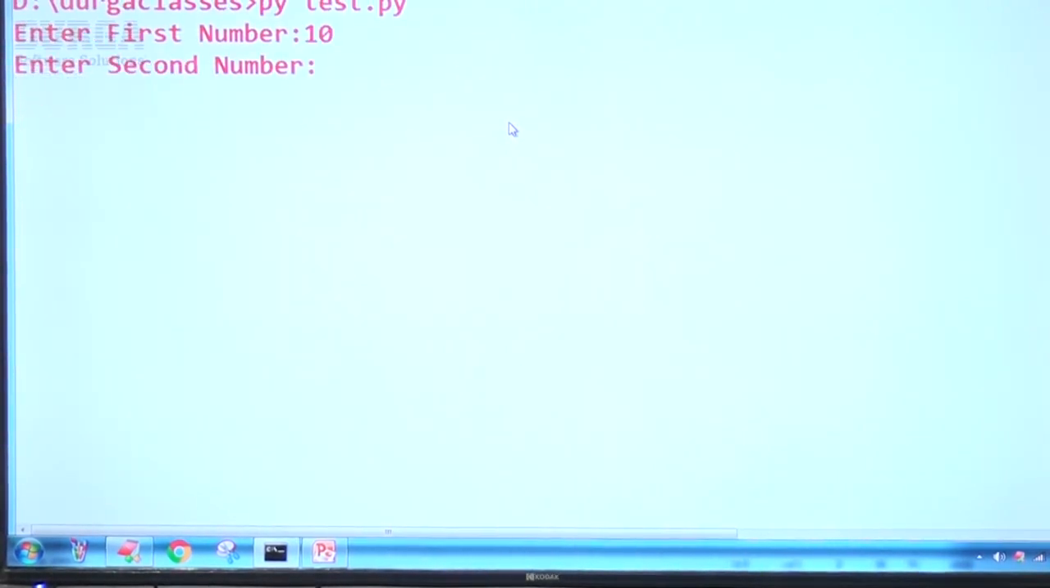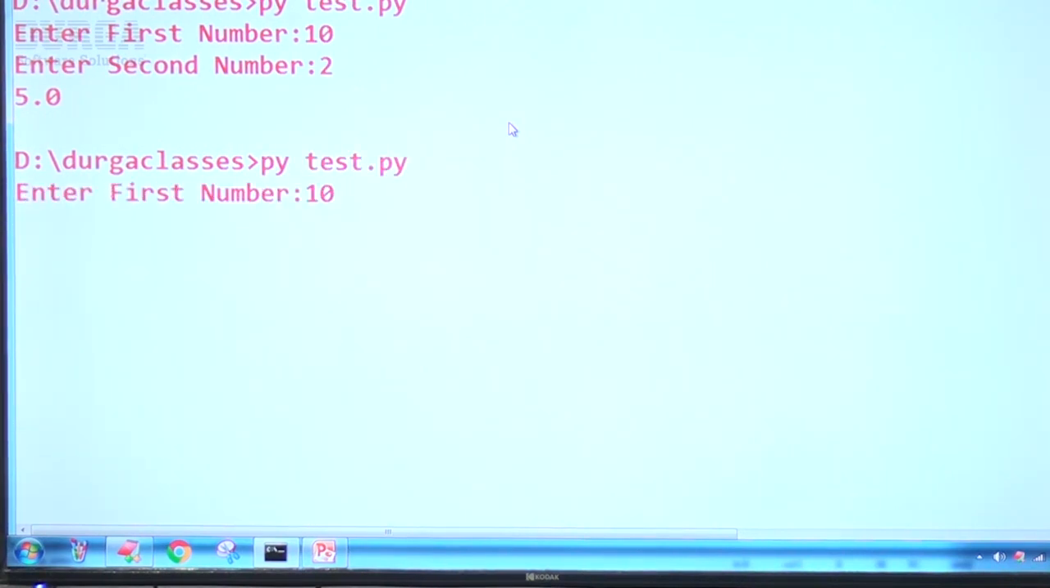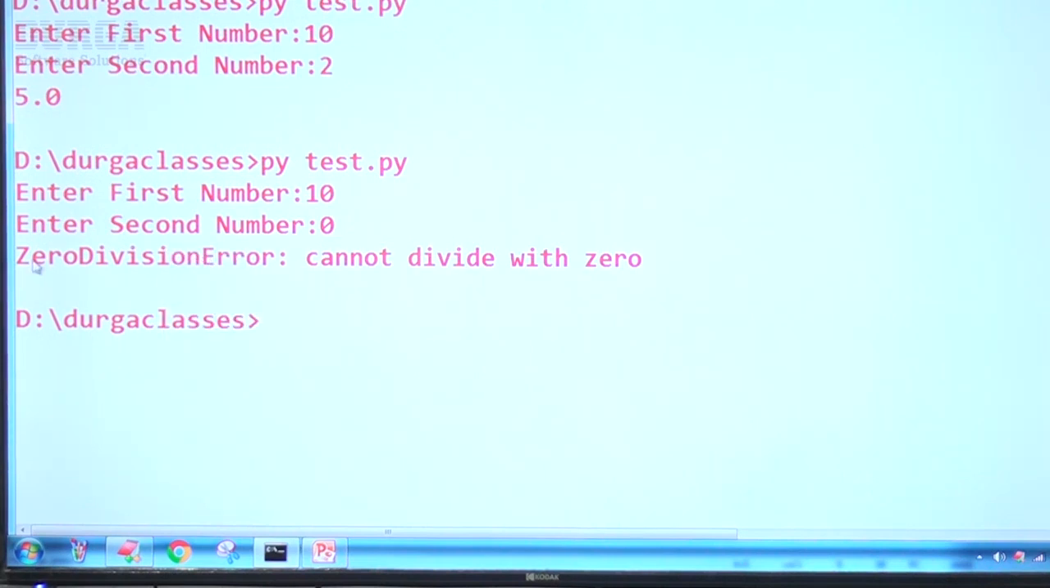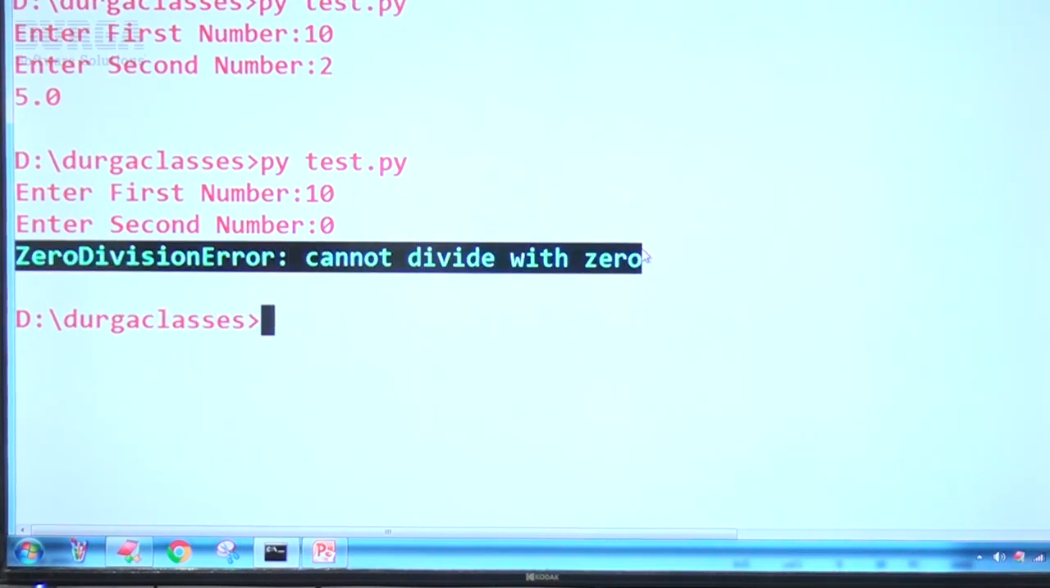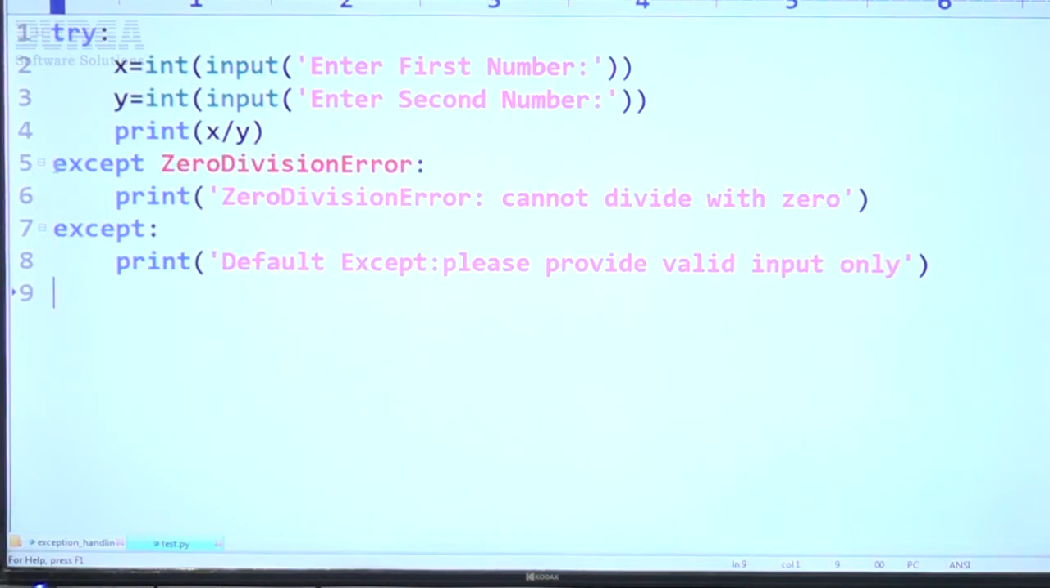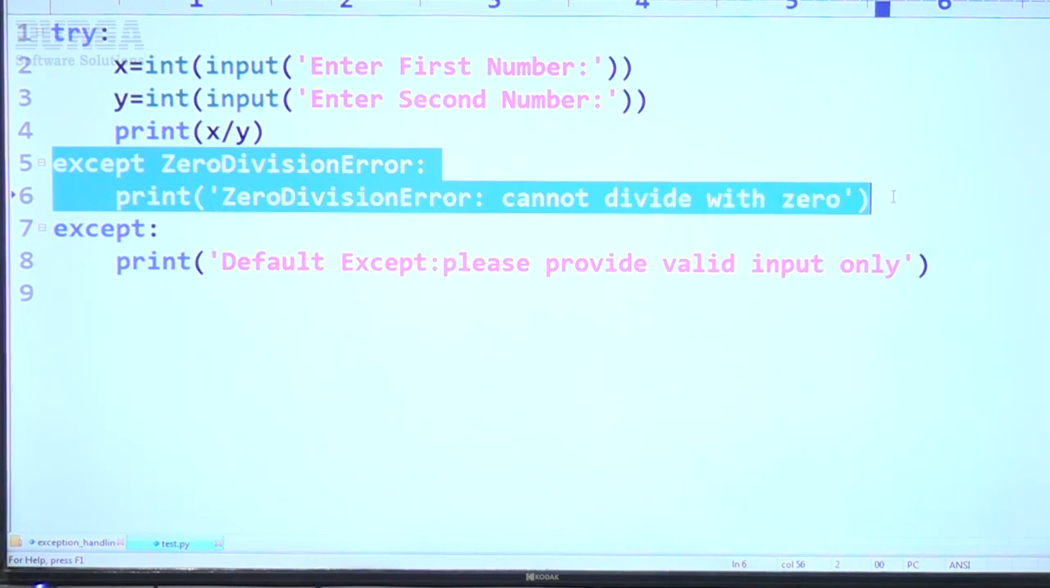Enter first number 10, enter second number 2, no exception. We are getting 5.0 perfectly. Now I am taking first number 10, second number 0. Now observe: ZeroDivisionError, can't divide with 0. Have you observed? The first except block got executed.